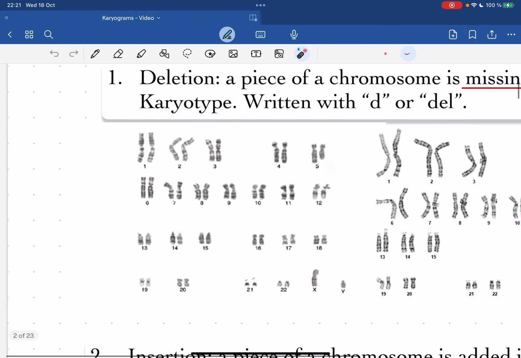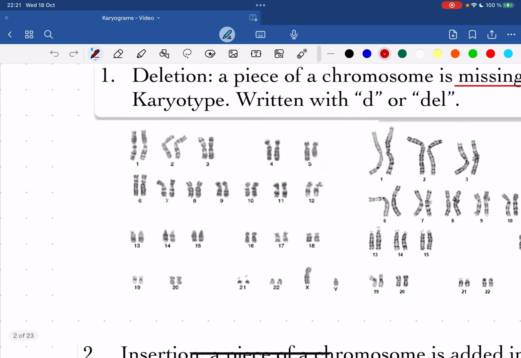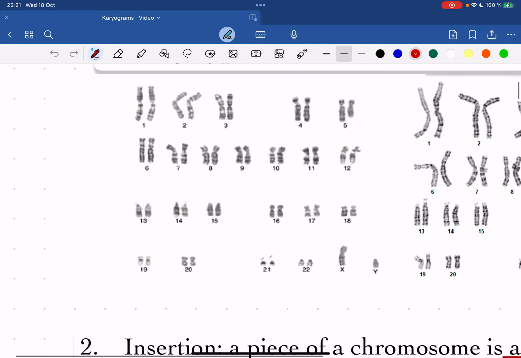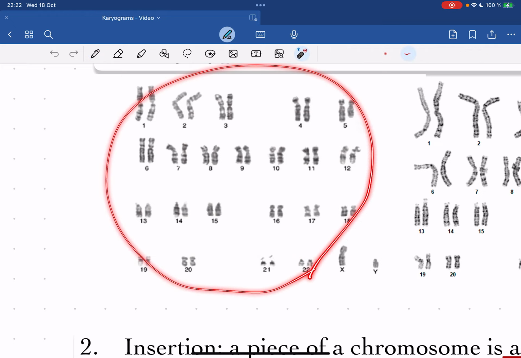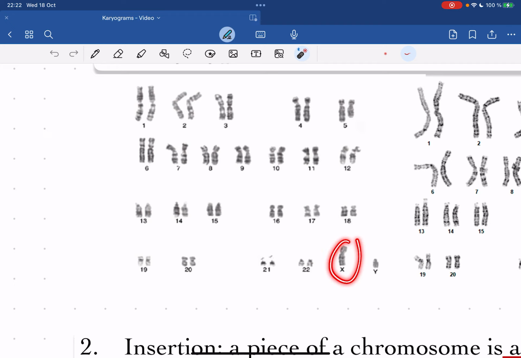So in this case, let me write down the karyotype for this person. First of all, how many chromosomes do they have in total? Of course, with 22 pairs, that means 44 here, and then 45, 46, so it would be 46. And then what sex chromosomes do they have? They have an X and a Y. So we would write that down as well.